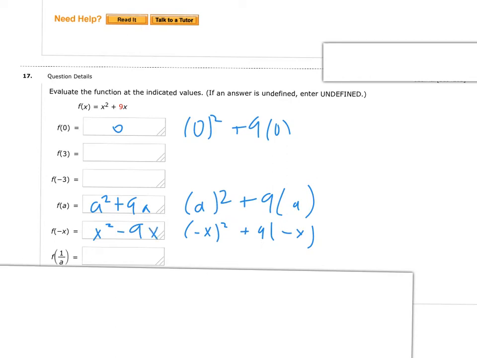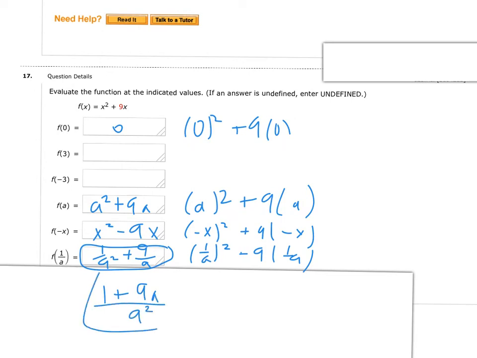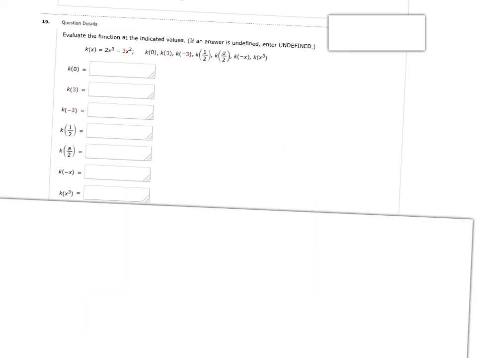Last up here, this one would be 1 over a squared plus 9 times 1 over a. I would just simplify that to say 1 over a squared plus 9 over a. Now that looks like a over a, so I'll make sure I'm clear there, 9 over a. You could do a common denominator there if you wanted to say 1 plus 9a all over a squared. I think that would be correct also. I would take either one of those.